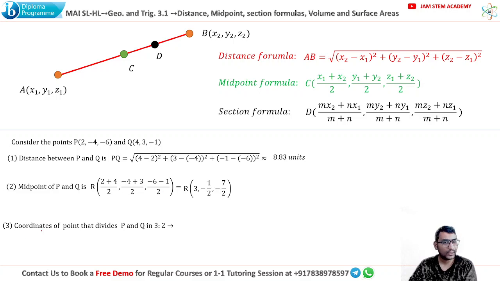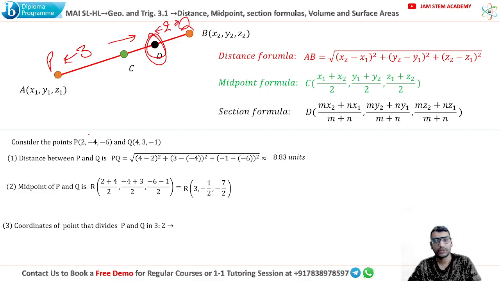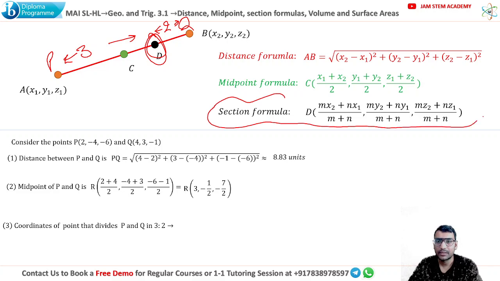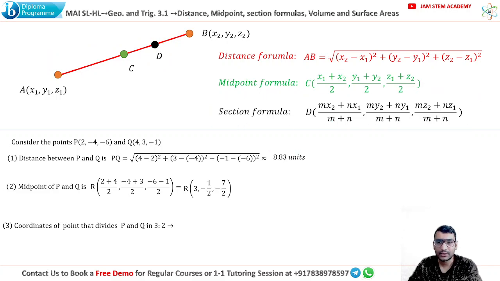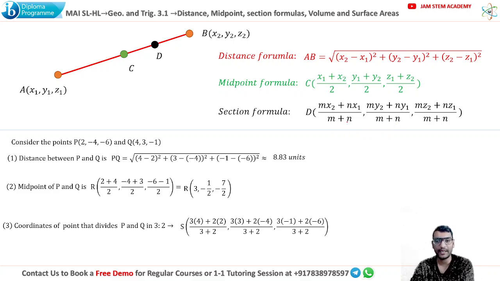Now, third part, coordinates of the point that divides P and Q in ratio 3 to 2. So this time there is a point, let's say here, this point divides PQ in ratio 3 to 2. If this is given as positive, it means internal, right? So now use the section formula. Here you can see m is 3, n is 2, and already we know the values of coordinates. So just plug in those here and we will get this one. You can try it by yourself and you can verify your result with these values.